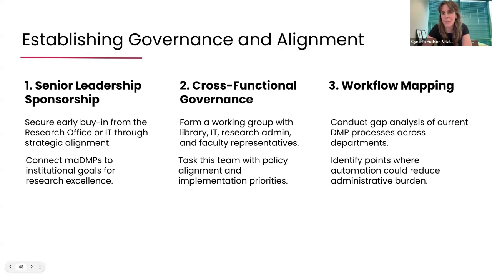Finally, another tip for establishing governance and alignment is to do workflow mapping. You saw this in a number of the examples of pilot institutions' work. The mapping of current workflows would look into better understanding where DMPs are created today, what systems touch them, what services or different units or campus offices leverage them for planning or could leverage them for planning. And this gap analysis can help you identify where automation may be able to reduce administrative burden. So you want to start by looking at points of duplication or bottlenecks. These can often be your lowest hanging fruit for automation.